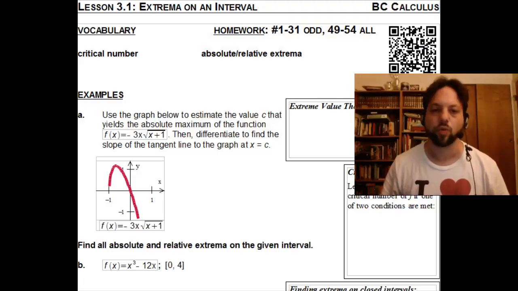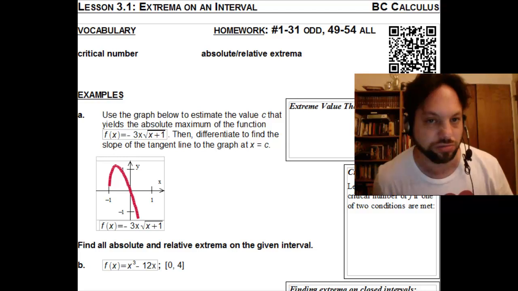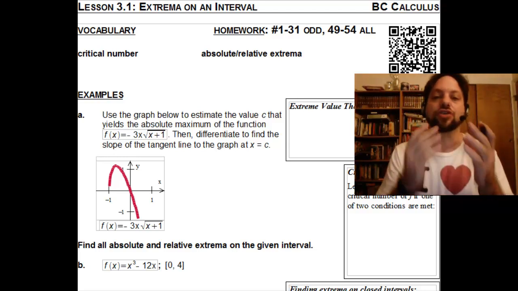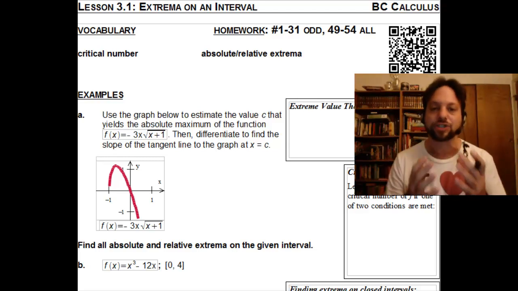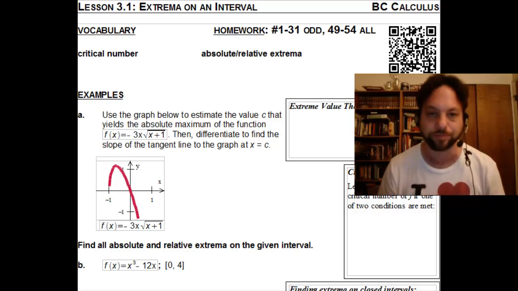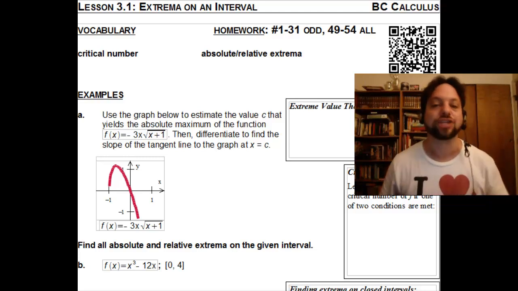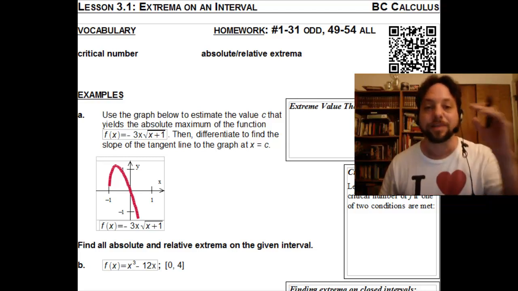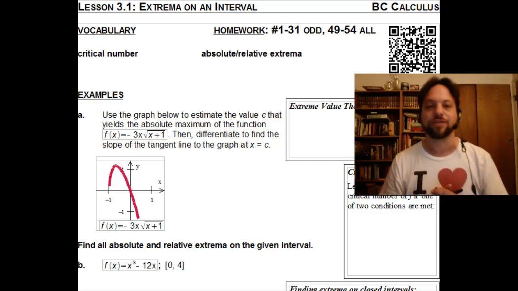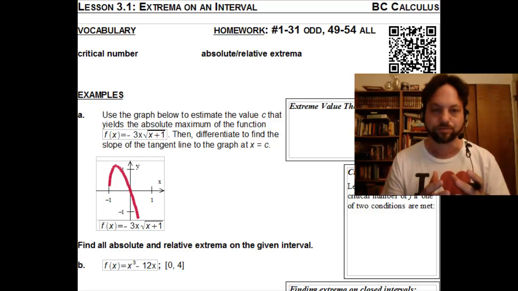In lesson 3.1, Extrema on an interval, we'll begin our study of the use of derivatives to accomplish something more than just saying, here's the derivative of a function. In lesson 3.1, we'll actually be using derivatives to find the maxes and mins of functions, particularly functions on a closed interval.